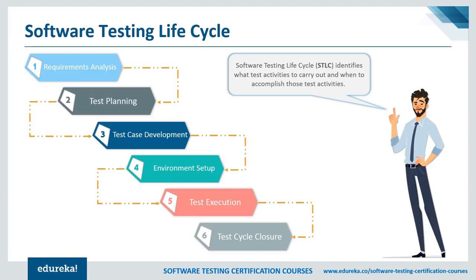So these are the various phases involved in software testing life cycle. Before I go further, let me clear out that software testing is of two types: manual testing and automation testing.